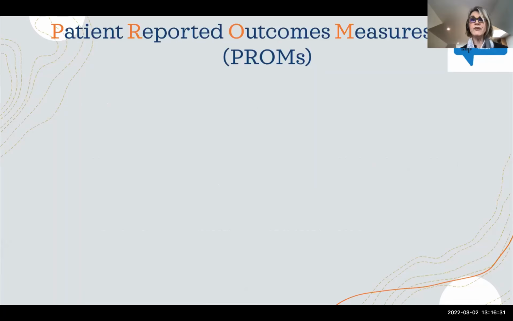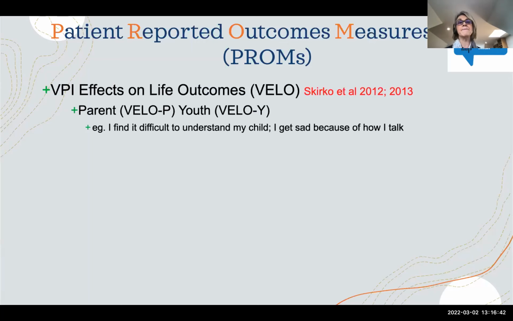Finally, we wanted to talk about patient-reported outcome measures, which are again very popular, certainly in our health service in the UK. So patients tell us what they think about their outcomes. And in terms of velopharyngeal function, Skirko and colleagues in Seattle have developed the VELO, and there's one for parents. So one of the questions, I find it difficult to understand my child, and one for the child and young person, I get sad because of how I talk.